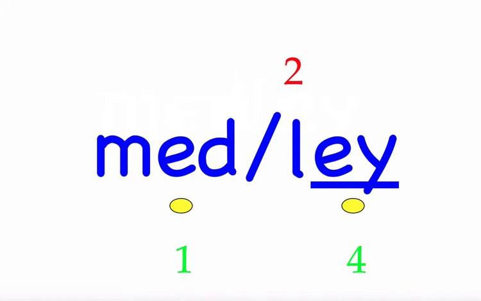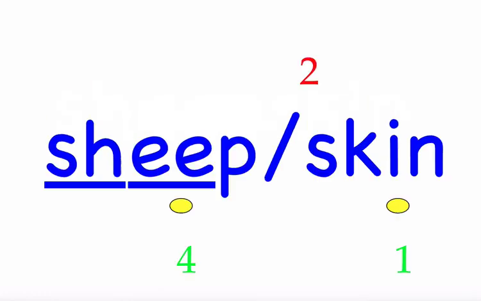Sheepskin. Sheepskin. This jacket is made of sheepskin. Sheepskin. Sheep, 3 sounds. SH, E, P. Skin, 4 sounds. S, K, I, N. Sheepskin. Mark the word.